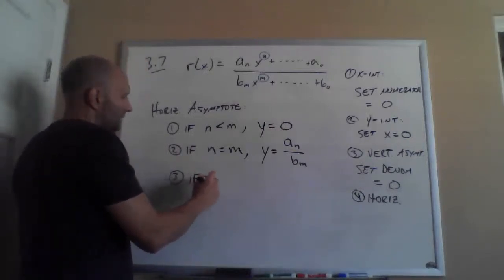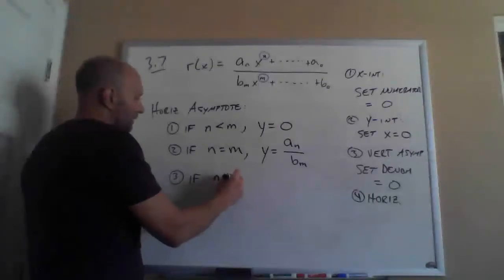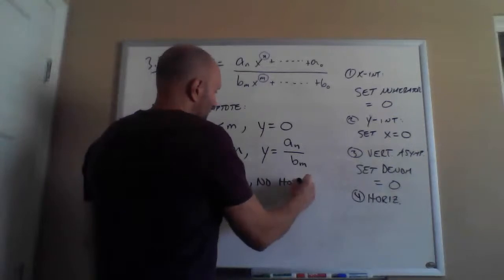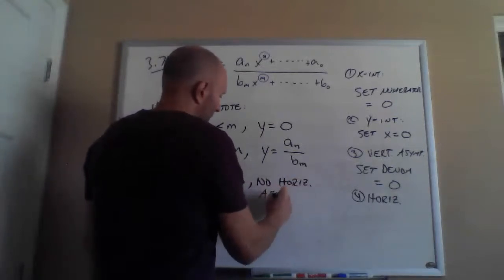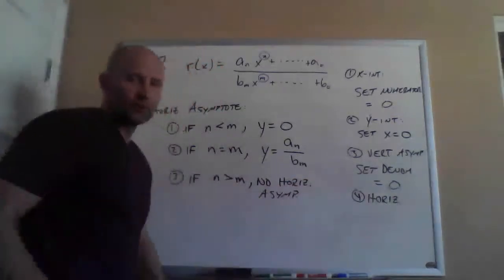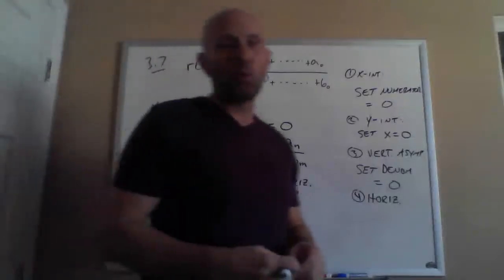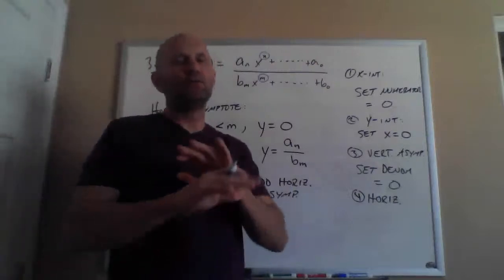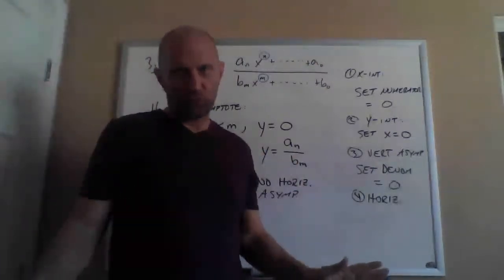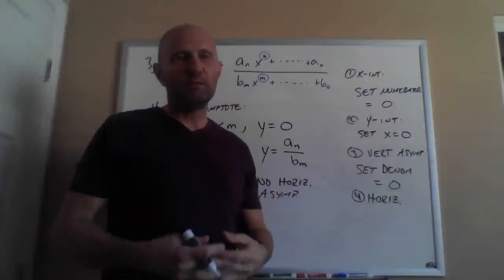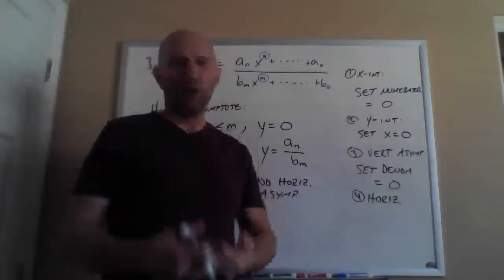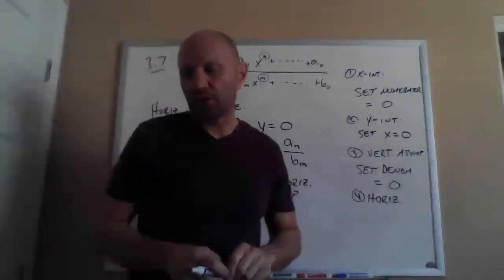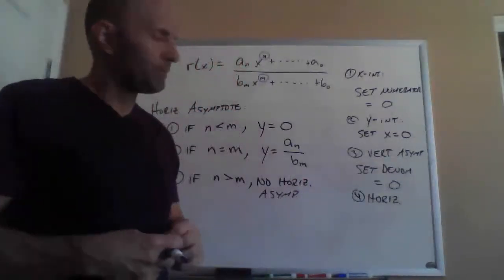And lastly, if n is greater than m, then there is no horizontal asymptote. If it's different by 1, you get what's called a slant asymptote. I will tell you now, do not worry about slant asymptotes. There's not going to be any in the assessments. There's none on the exam. There's none on the final. We're not going to deal with that.